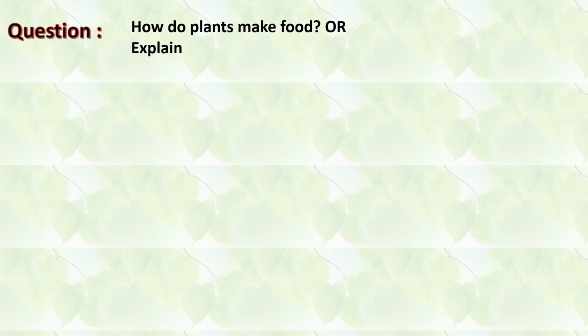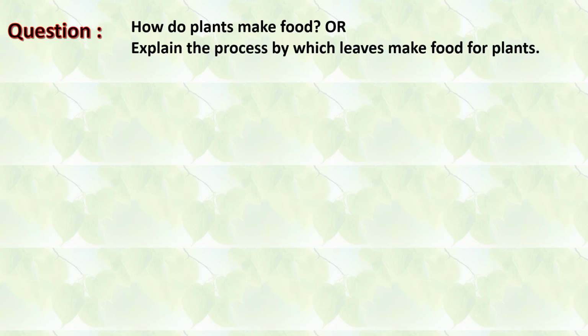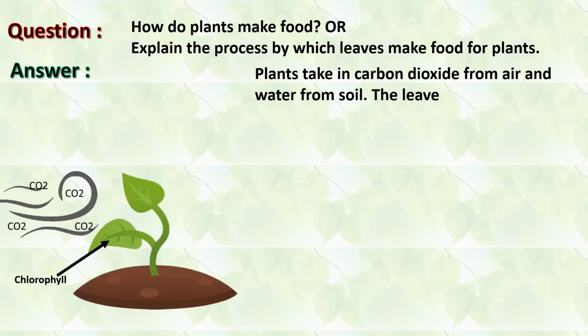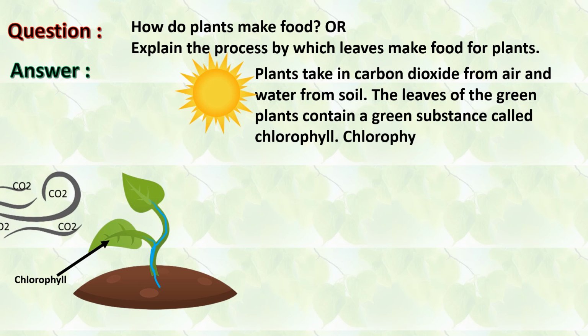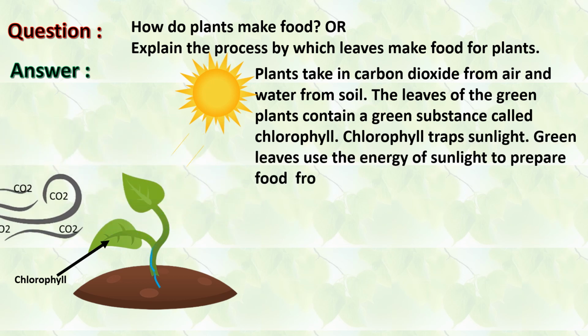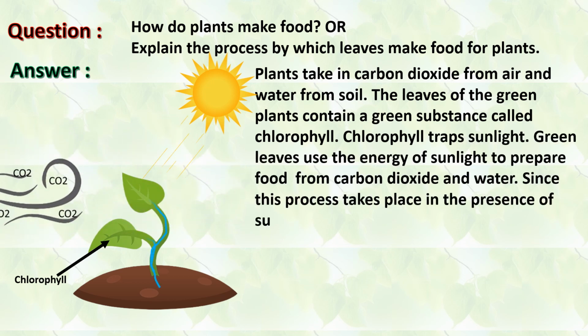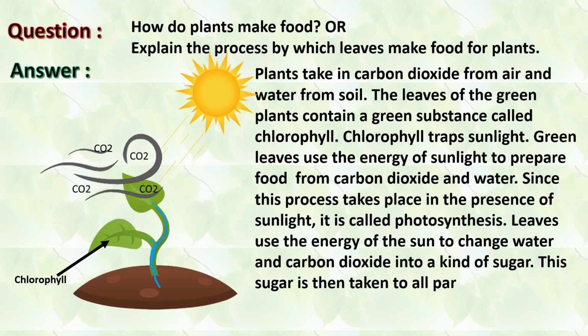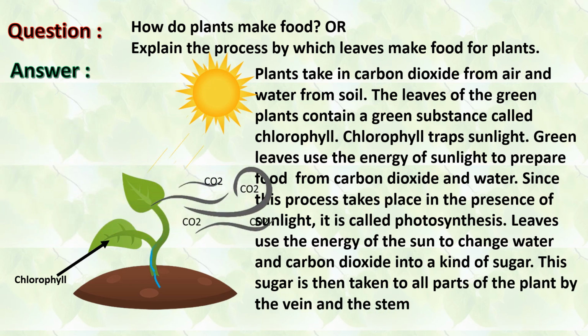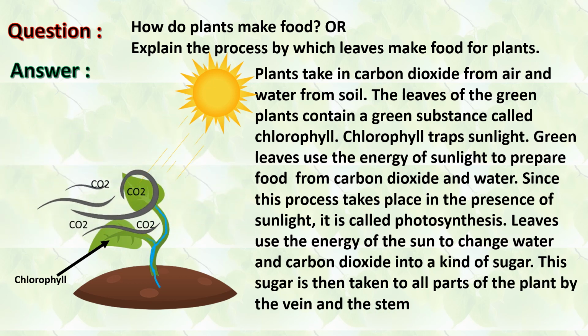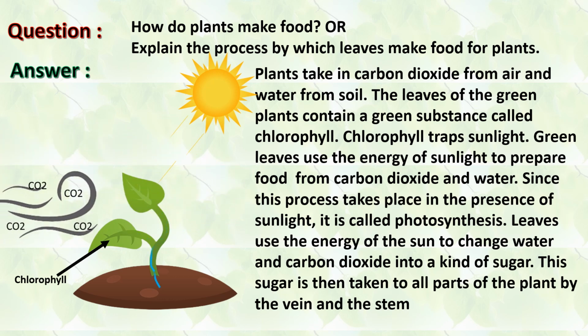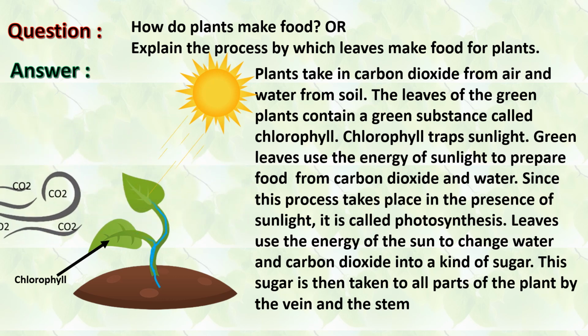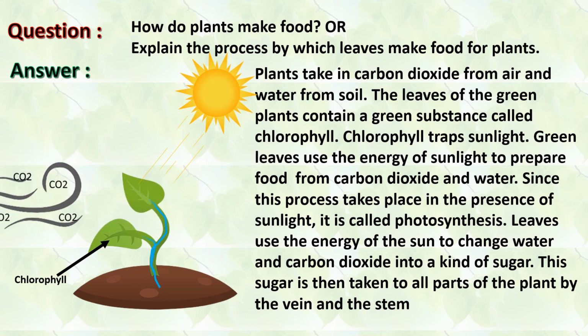Question. How do plants make food? Or, explain the process by which leaves make food for plants. Answer. Plants take in carbon dioxide from air and water from soil. The leaves of the green plants contain a green substance called chlorophyll. Chlorophyll traps sunlight. Green leaves use the energy of sunlight to prepare food from carbon dioxide and water. Since this process takes place in the presence of sunlight, it is called photosynthesis. Leaves use the energy of the sun to change water and carbon dioxide into a kind of sugar. This sugar is then taken to all parts of the plant by the veins and the stem.